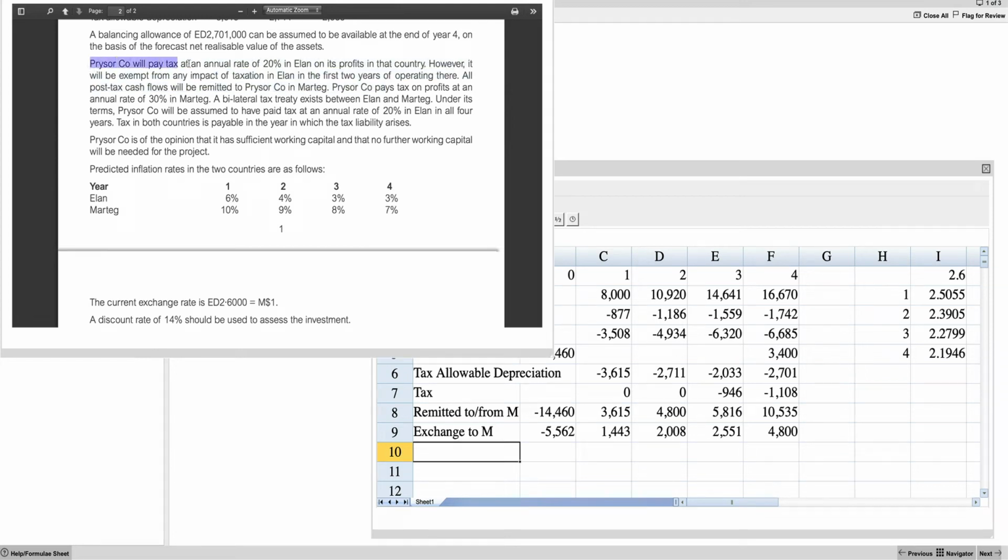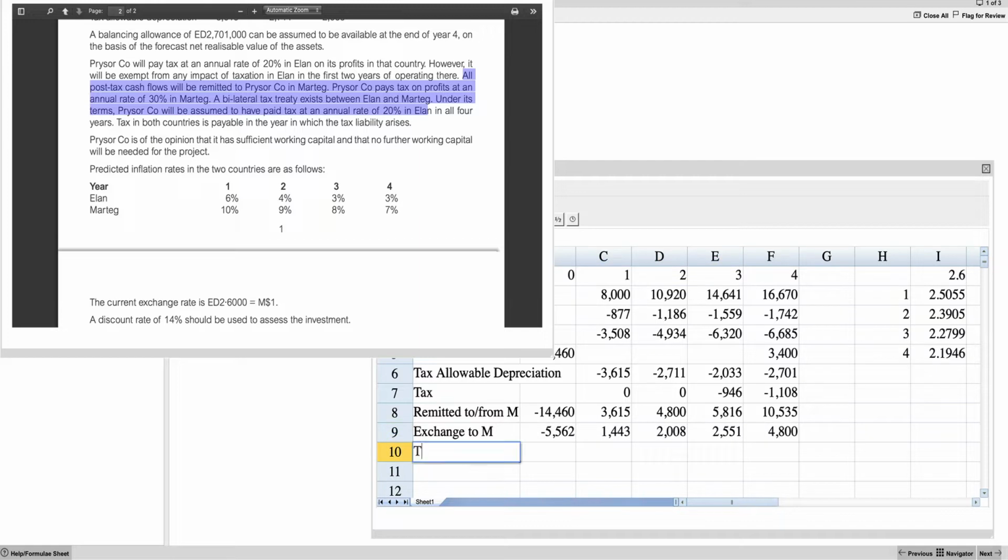So the question now goes on to say that they'll pay tax at 20% on profits in that country, which we've done. However, it will be exempt from any tax in the first 2 years. Yeah, we've done that. All post-tax cash flows remitted to P, which is what we've just worked out, we've exchanged it into Martech, they will pay tax on those at a rate of 30%. However, there is a bilateral treaty that says, under its terms, they'll be assumed to have paid 20% already. So they just need to pay an extra 10%, okay, on these monies here that's been exchanged.